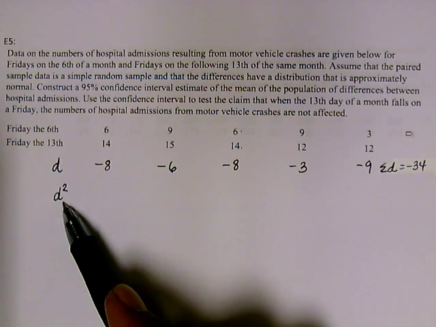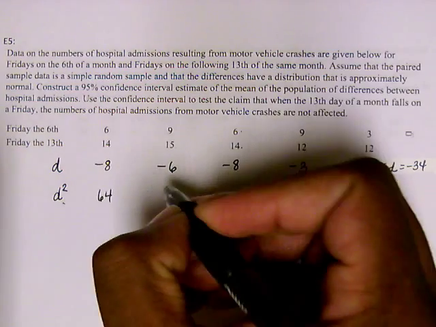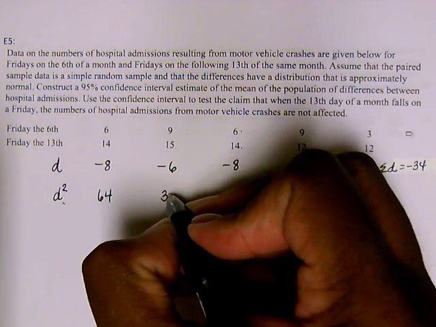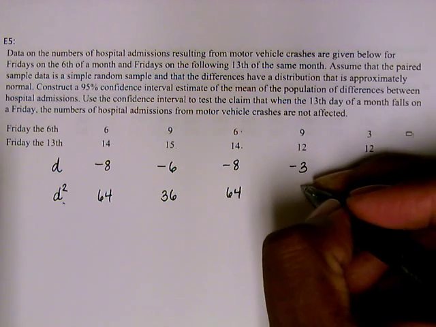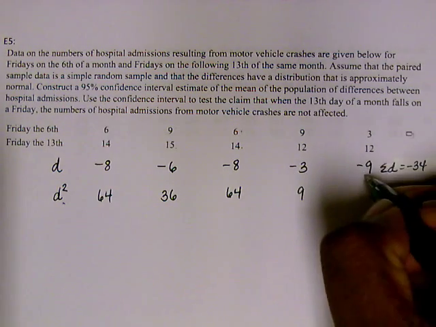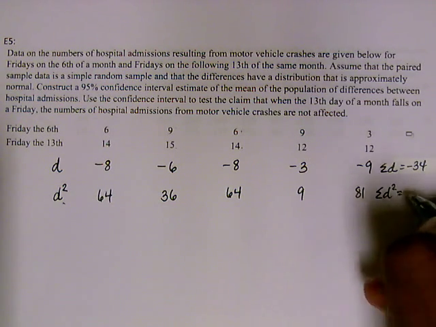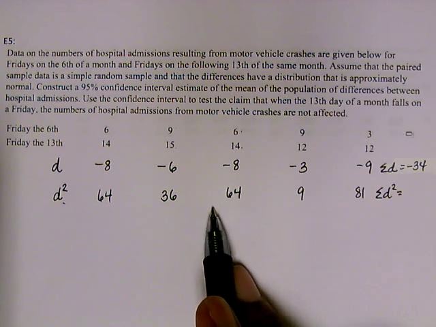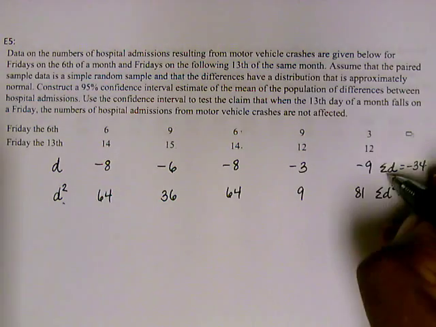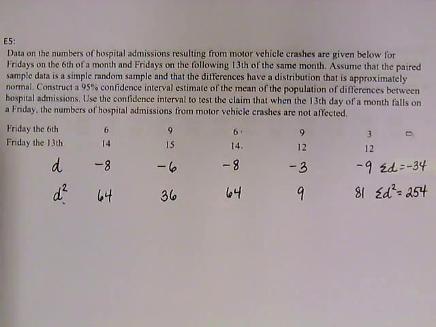Now we're going to square those d's. For d squared, negative 8 squared is 64. Negative 6 squared is 36. Negative 8 squared, that's 64. Negative 3 squared, that'll be 9. And then negative 9 squared is 81. And the sum of your d squares, if you add 64 plus 36 plus 64 plus 9 plus 81, you'll get 254. So the sum of your d squares will be 254.